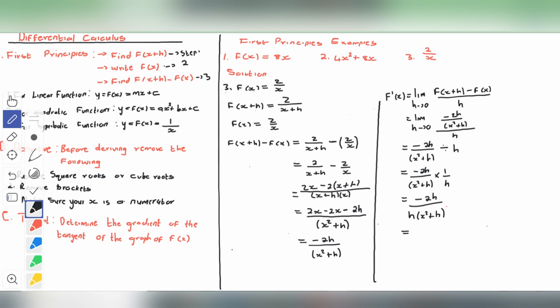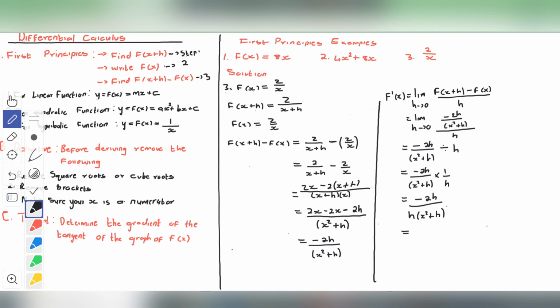Whenever we multiply h, we don't go to the step whereby we're now going to take out h as the common factor. You can see that now there is no need for you to take out h as the common factor, right? We're just going to cancel the h.